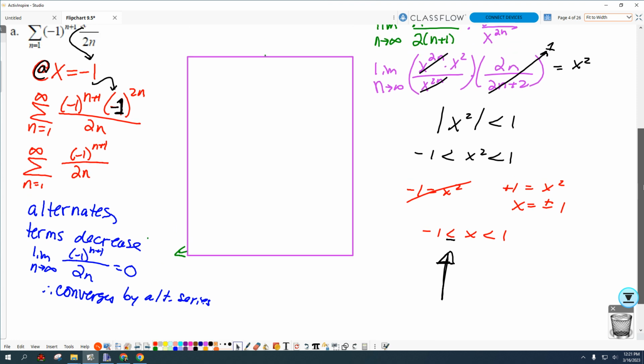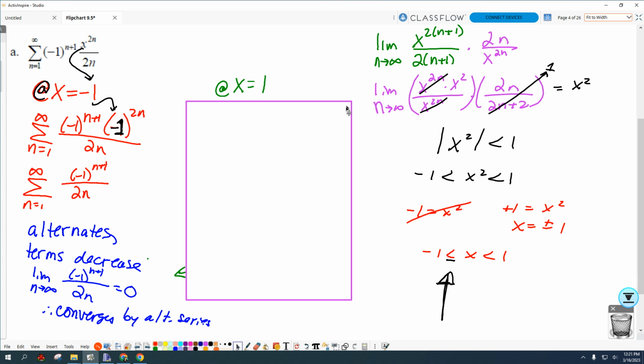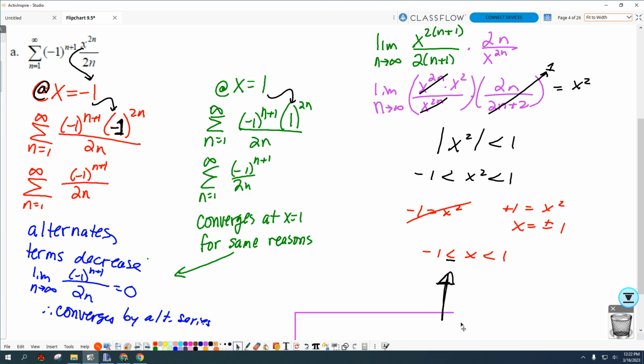All right. What do you think I need to test here? The other endpoint. So when x is positive 1, is this going to be anything different? Probably not. Why probably not? There's no B's in that word. 1 to the 2n and negative 1 to the 2n is all going to be negative 1 to the 2 and positive 1 to the 2 and then raised to the n. So again, I get this thing and all these same terms apply.